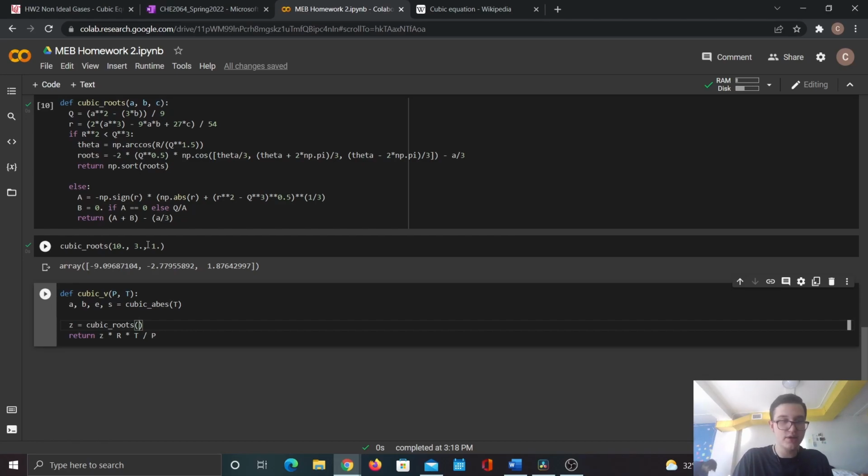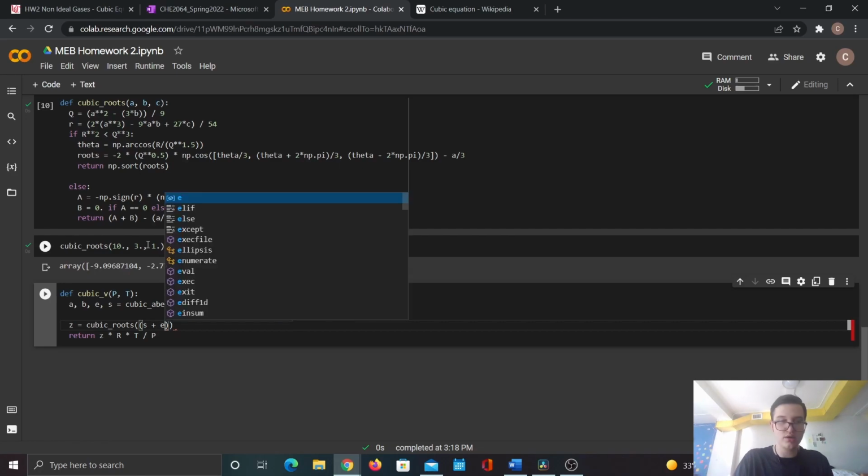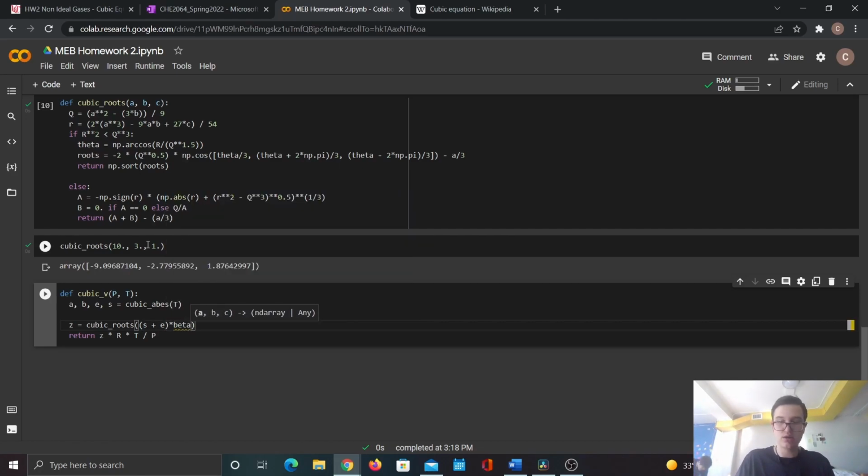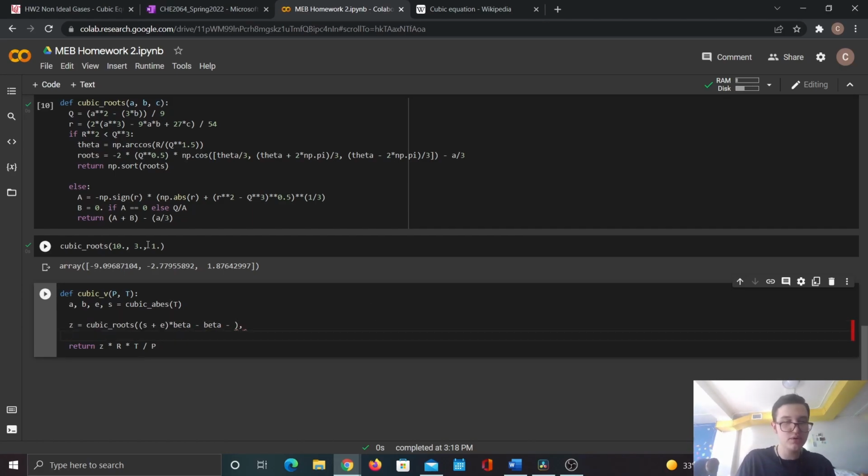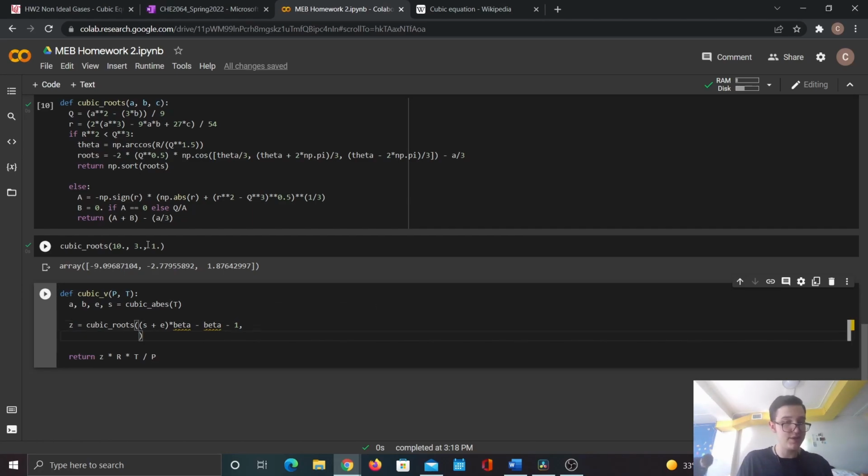So we have that written down. So it is sigma. So s plus e times beta minus beta minus 1. I want to enter because it makes things easier. So we've got the first value that we wrote down.